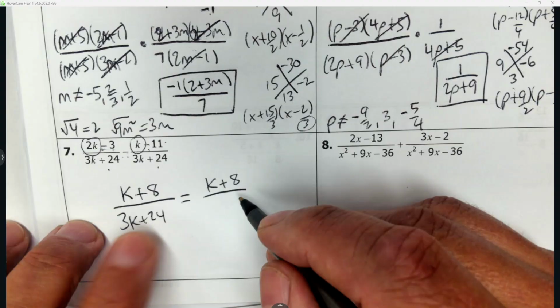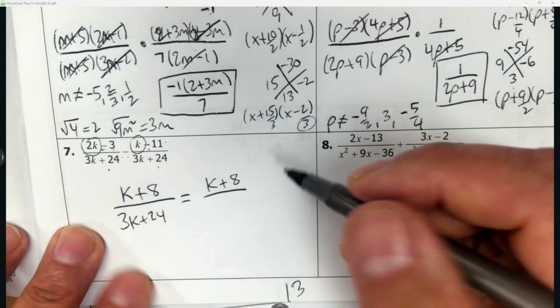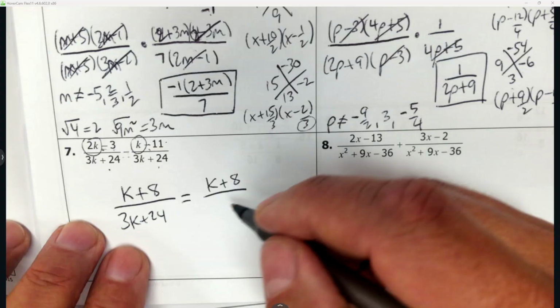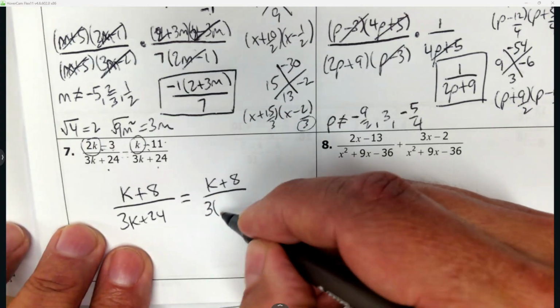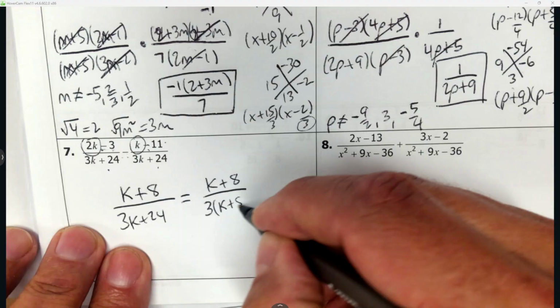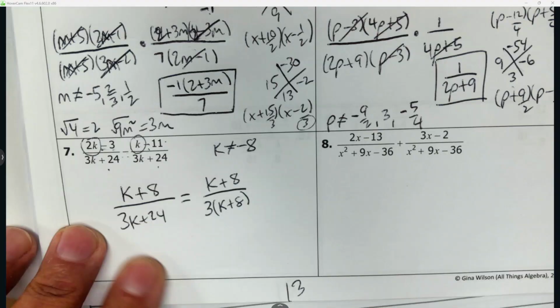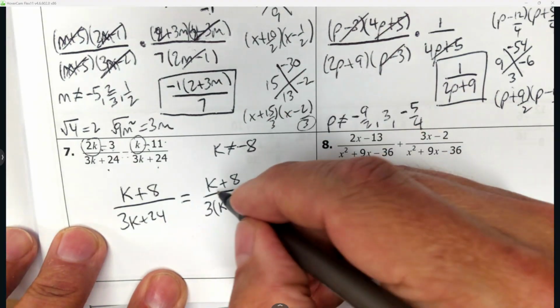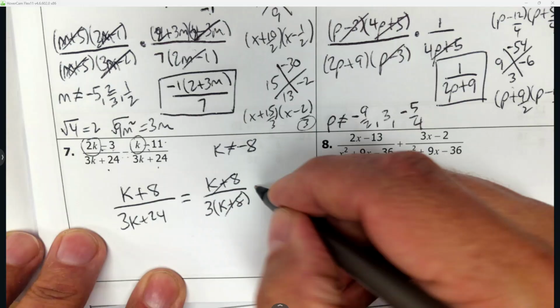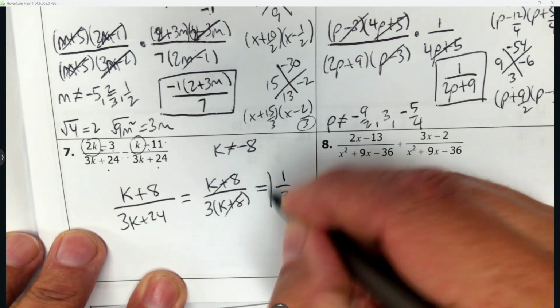So first of all, what can k not be? Let's factor it, and you can see. So if I factor out a 3, I have k plus 8, and that tells me what k can't equal, the opposite number. So k can't be negative 8. Then you can see k plus 8 simplifies, and you're left with 1/3.